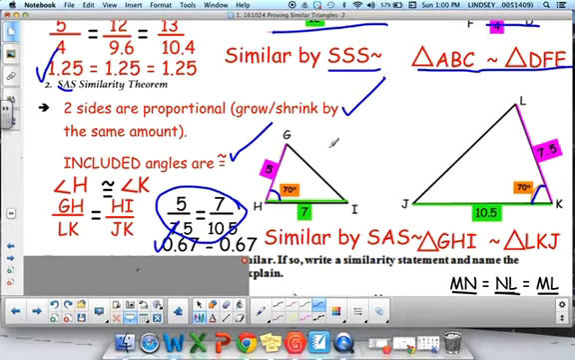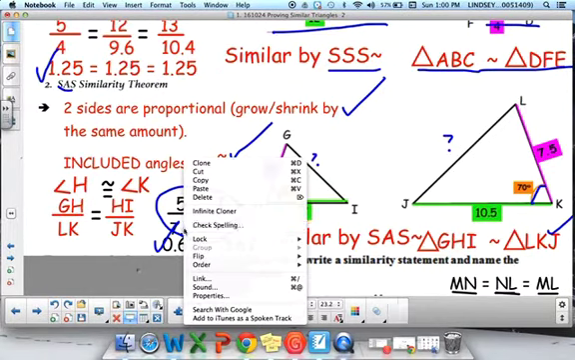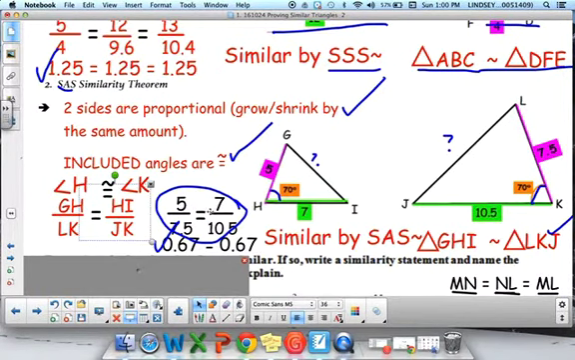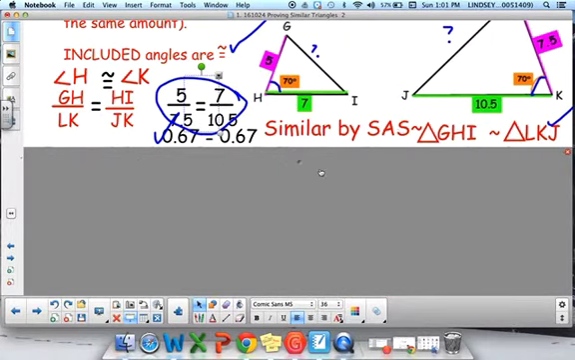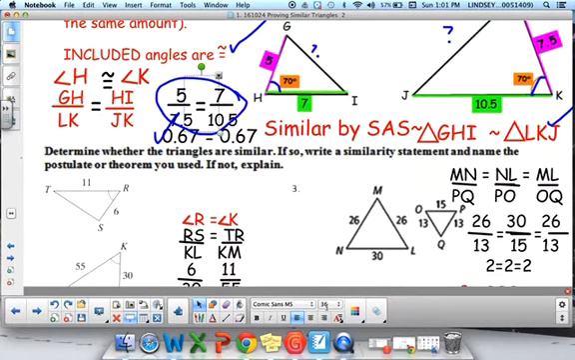So without knowing anything about this side GH, or this side JL, or any of the other angles, I don't need it. All I needed was to say side, angle, side, and yeah, these are similar. However, if this was 7.6 and I didn't get the same decimal, then this would have been no, not similar. So remember, that's always a possibility here.